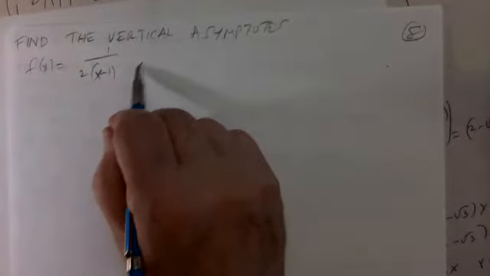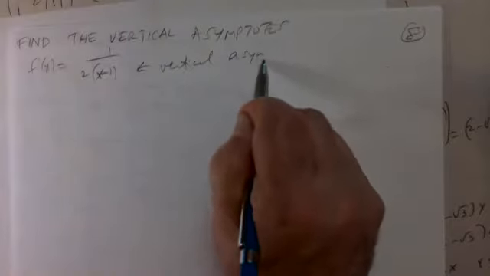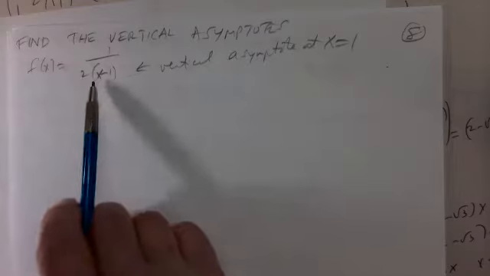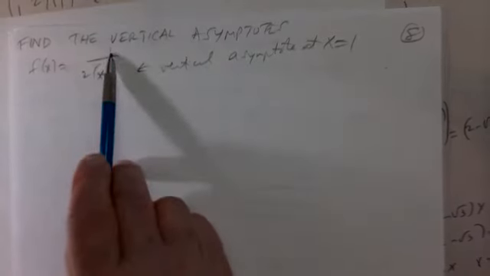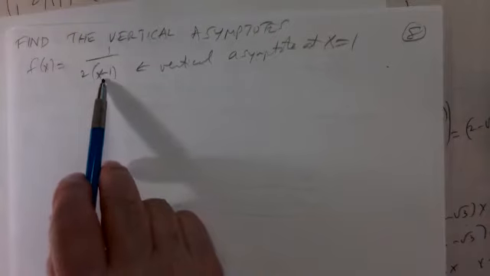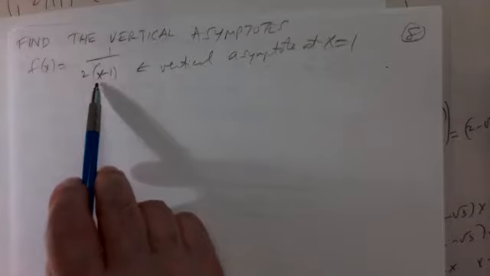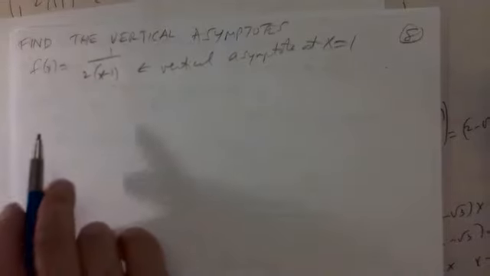Well, this function is 0 at x equal 1 and nowhere else. So this has a vertical asymptote at x equal 1. As you approach 1 or around 1, the numerator is not 0, it's the constant function 1. The denominator is 0 at 1 and nowhere else at all. This is a vertical asymptote at x equal 1.